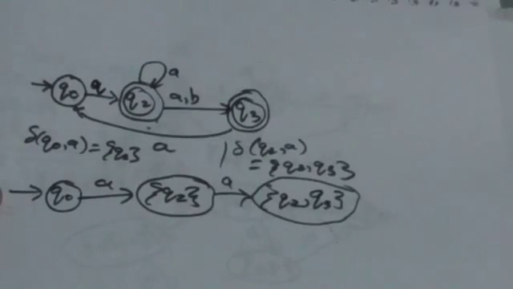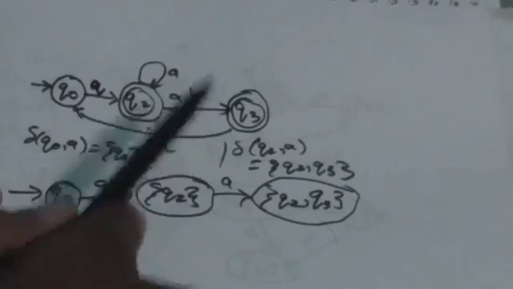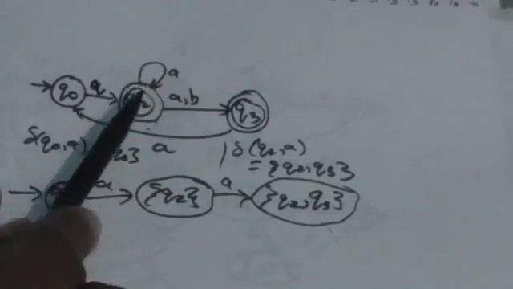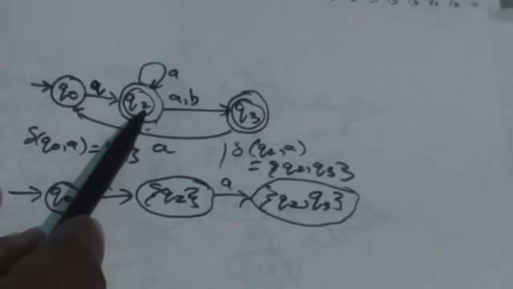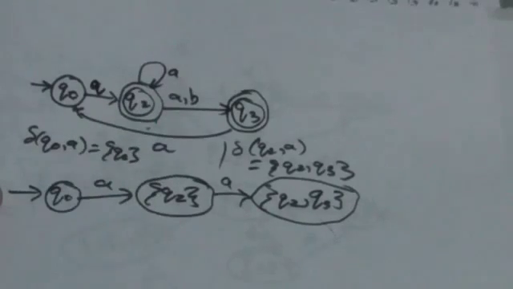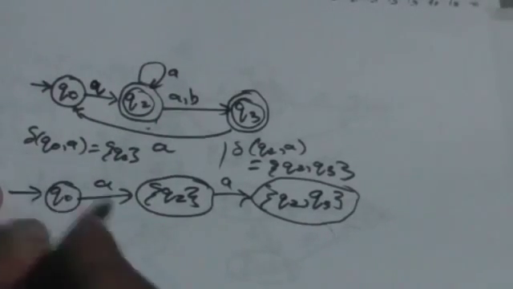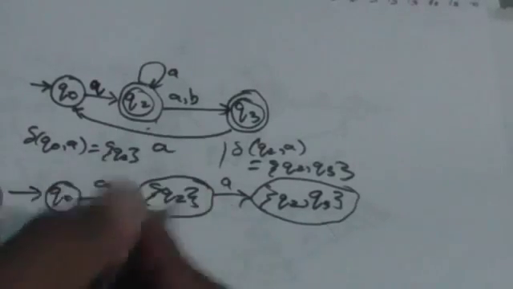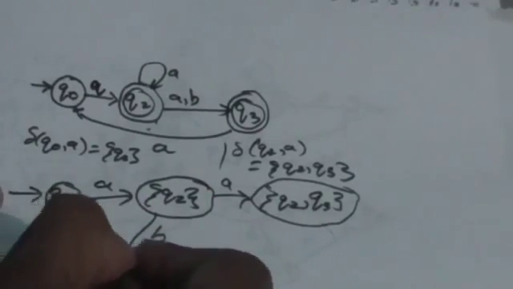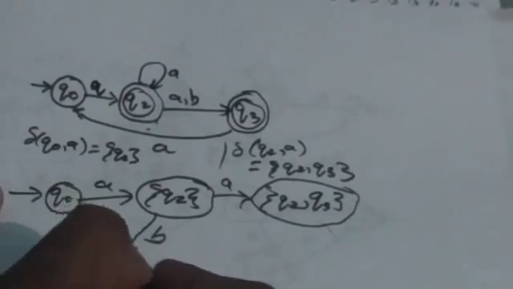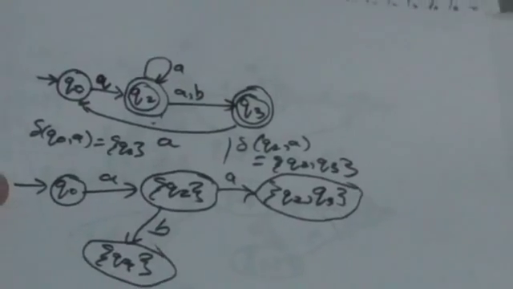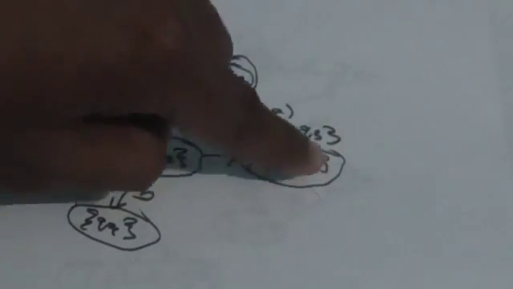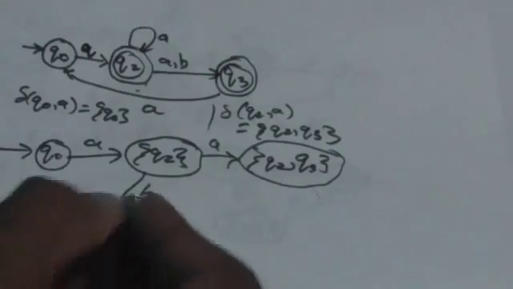Now find its transition for input symbol B. From state Q2 we have only one transition for input symbol B. When we apply B, it will jump to state Q3. We have added this transition to the DFA. Now we have two new states: one is Q2, Q3 and the other is Q3.